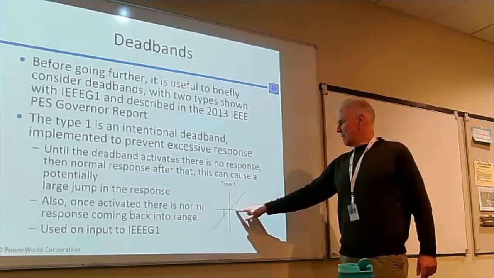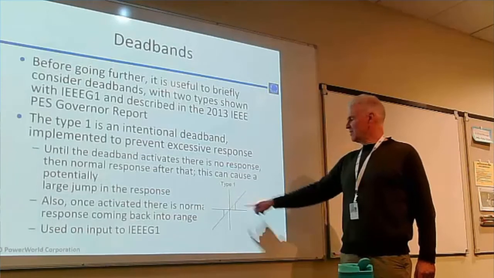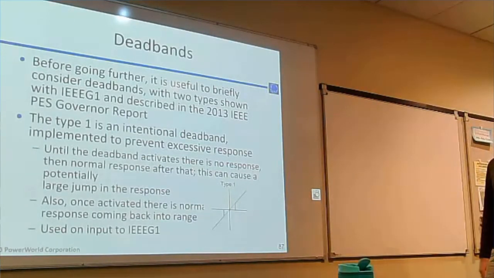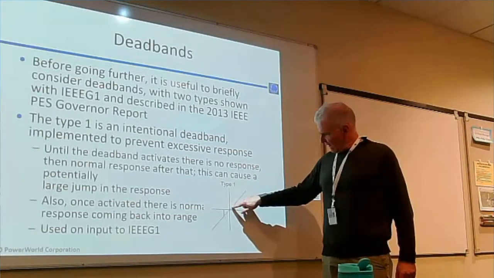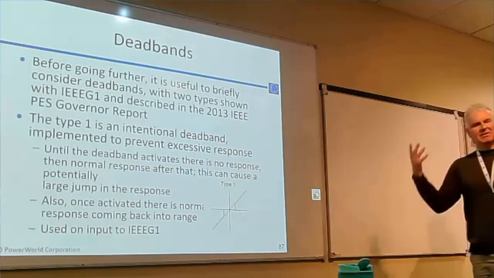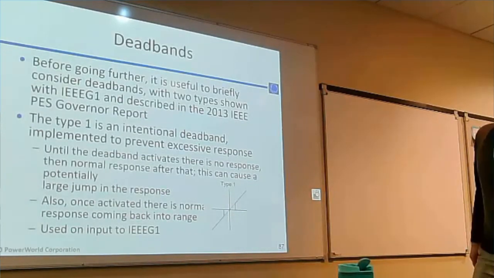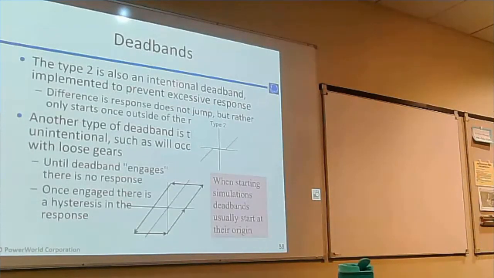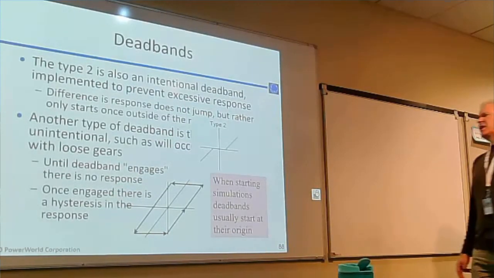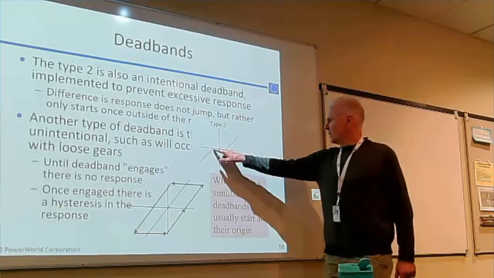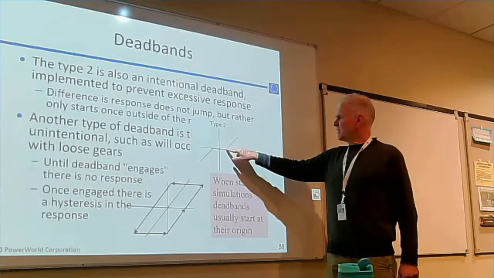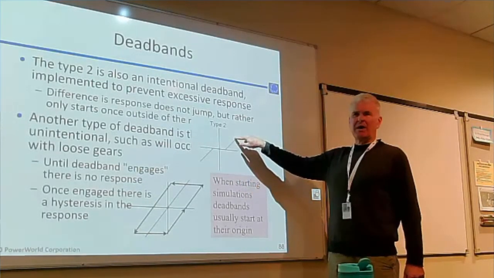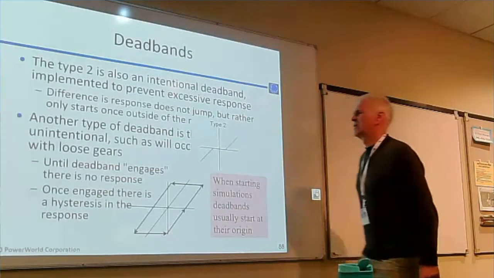Once it gets past that point, you respond as though you had been responding all along. So you go up to this point, and then when you back off, you go down that dotted line. So that's a deadband response. Type 2 is also an intentional deadband, again implemented to prevent excessive response, but here, as long as you're within the range, you again stay at 0, but once you go outside, then you just start to respond. So it's a little bit different sort of response.